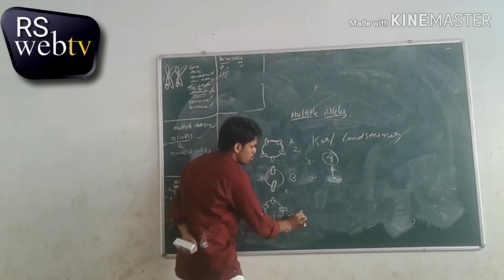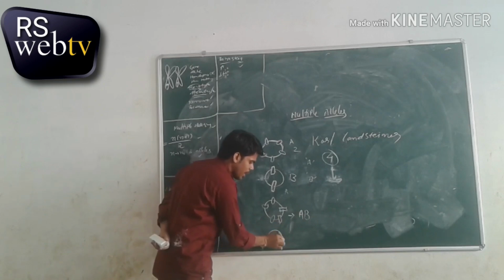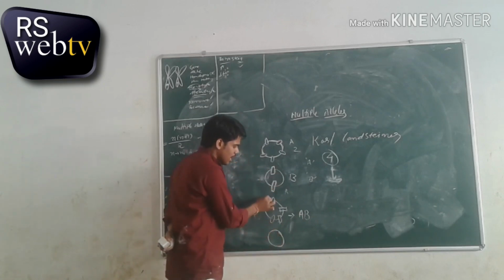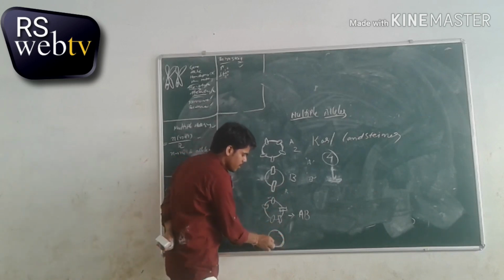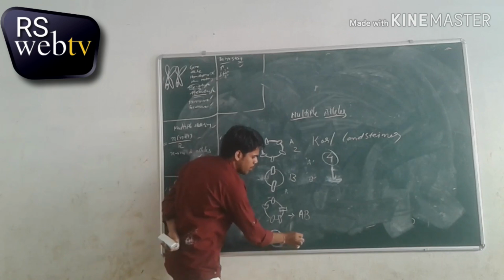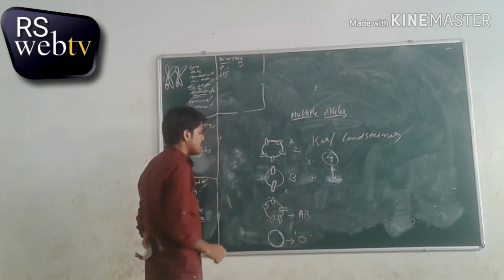he belongs to AB blood group. If the person doesn't have any of these two antigens, either A or B, if any of these two antigens are absent on the surface of the RBC, he belongs to blood group O. This is the theory of Karl Landsteiner.